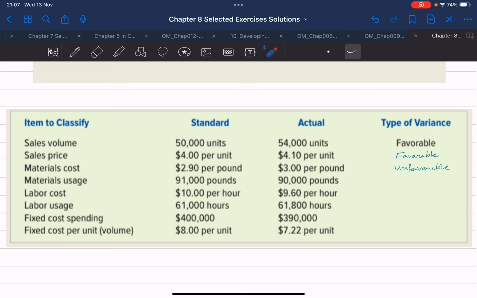Next one, materials usage. And materials usage refers to the amount of materials that is used for each item or consumed by the production process of each item or by the manufacturing of the total number of units. Either way, here the standard is 91,000 pounds of materials, whereas the actual is only 90,000 pounds of materials. So our production has consumed less material than what we had expected, and that is a favorable change. Okay.